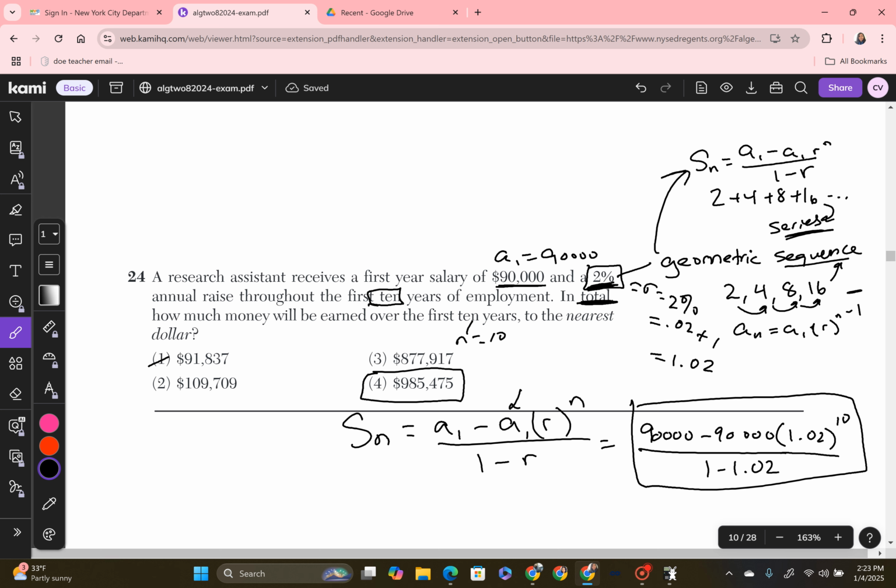Number 1 makes no type of sense. 90,000, leaving it there, it's growing at 2% for 10 years. There's no way you're only going to get $91,000. Okay. Same thing with the second one. There's no way you're only going to get a little bit more than 10,000 more, right? So it's between 3 and 4.